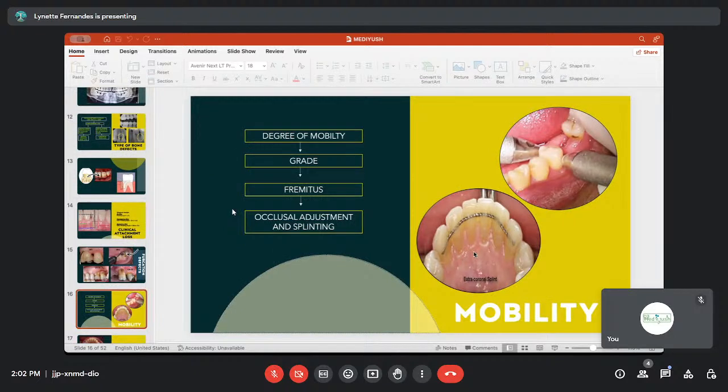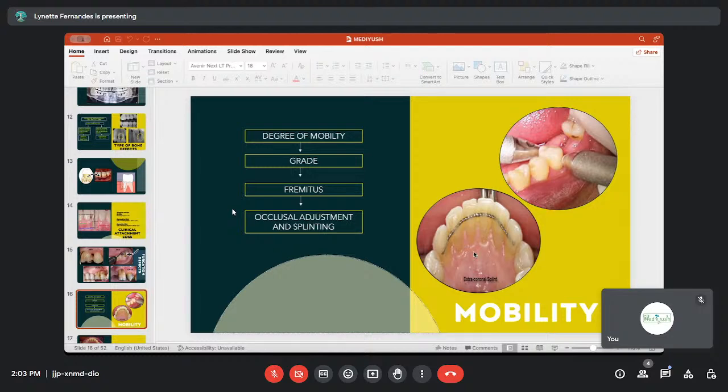Okay, next thing we check is mobility. So we have checked pockets, we've checked bone loss, we've checked for clinical attachment loss, we checked for furcation. Now we check for mobility. Mobility, you move it according to Miller's classification. You check if it's grade 1, 2, 3.